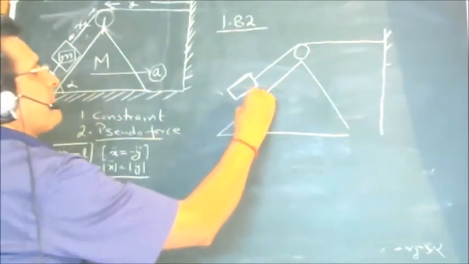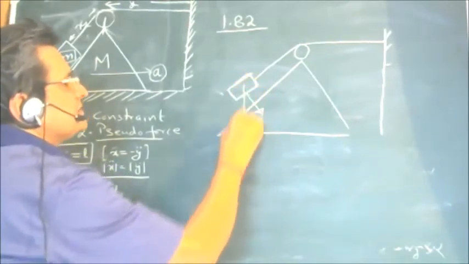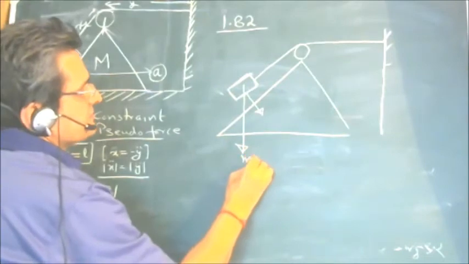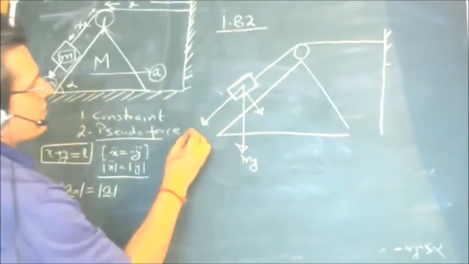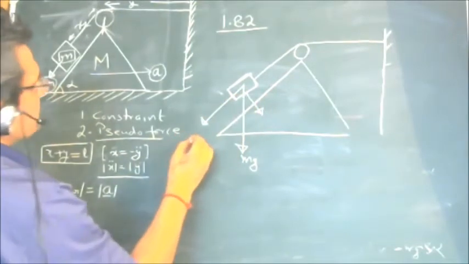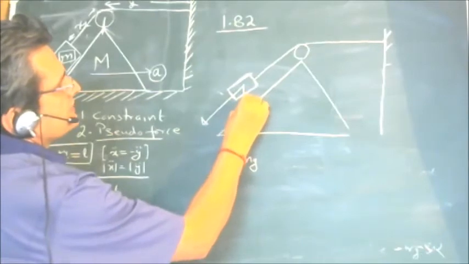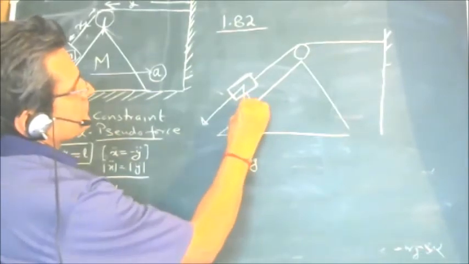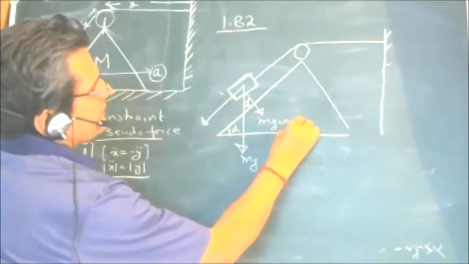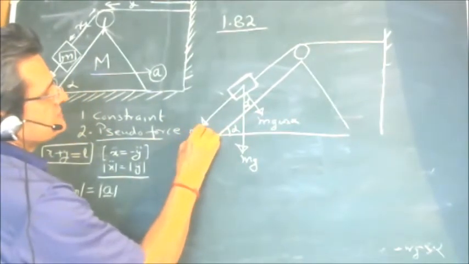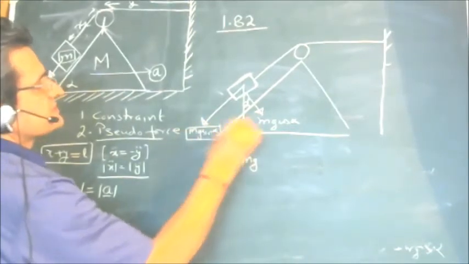Now here, this is the mass component. Let the vertical weight be mg. This is the component along the inclined plane, and if this angle is alpha, this angle is also alpha. So this is mg cos alpha and this is mg sin alpha. This is the first step.